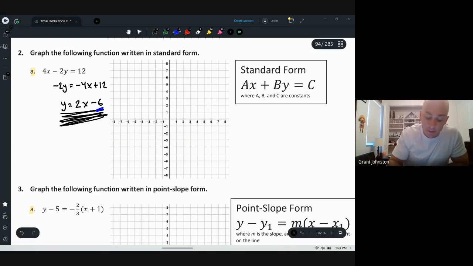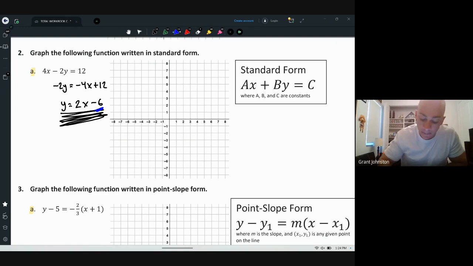So our y-intercept is 6, or -6, should I say. And then our slope is positive 2. So I'm going to go up 2 over 1, up 2 over 1, up 2 over 1. And that's standard form.